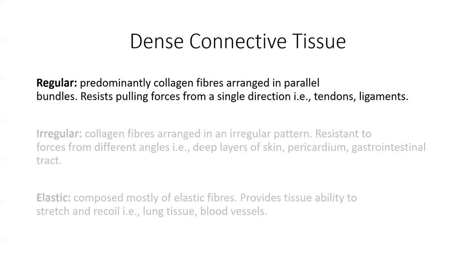Our regular connective tissue provides strong attachment between various structures. And although this tissue is very strong when pulling along the line of the collagen fibers, it can be prone to breakage when the line of force or the tension comes in from another angle.